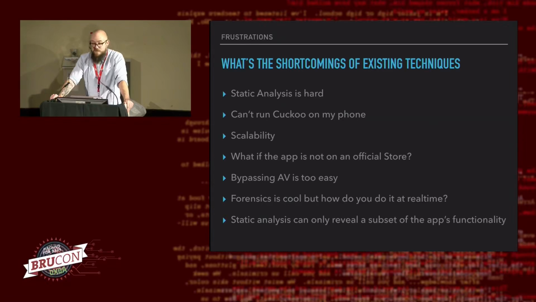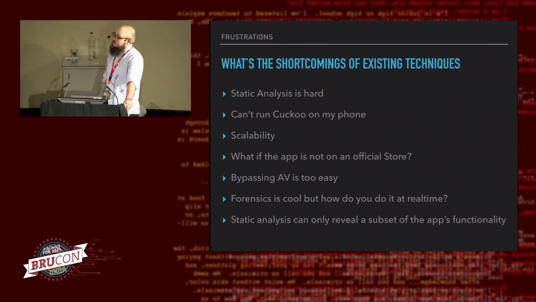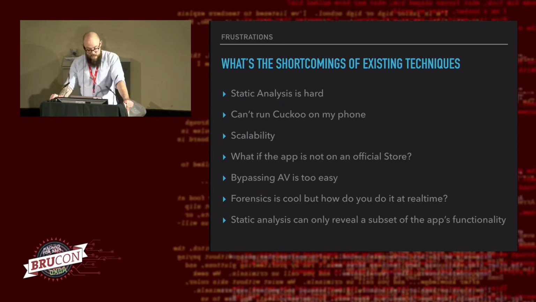Also, what if the app is not on the official store? This is quite a big trend. Some apps aren't available in certain regions, so you download third-party apps. And of course, bypassing AV is too easy. Forensics has a very interesting approach. I like it, but how do you use forensics tools at runtime? You have an app that you want to look at, and how do you go ahead and use the existing tools at that very moment in time? It's quite tricky.